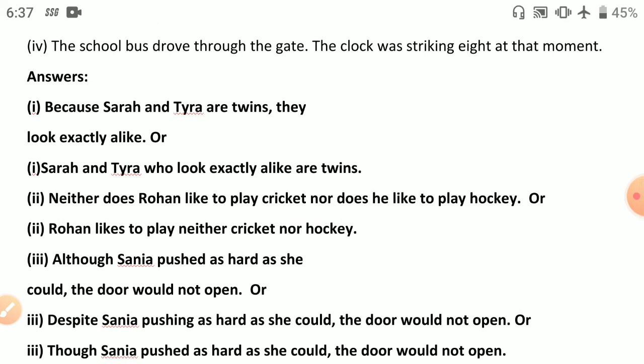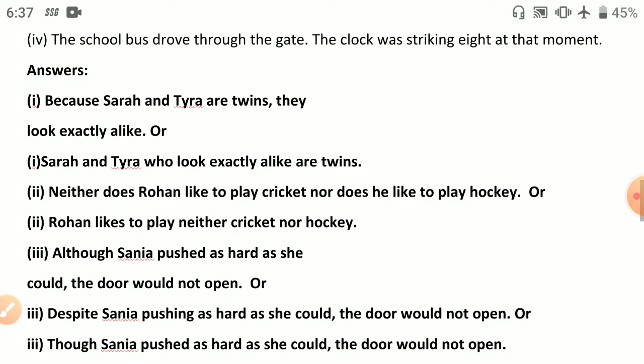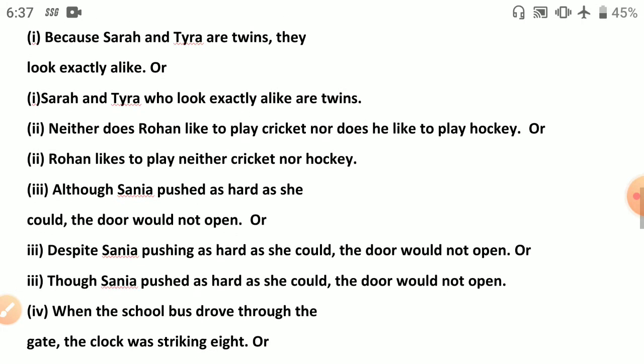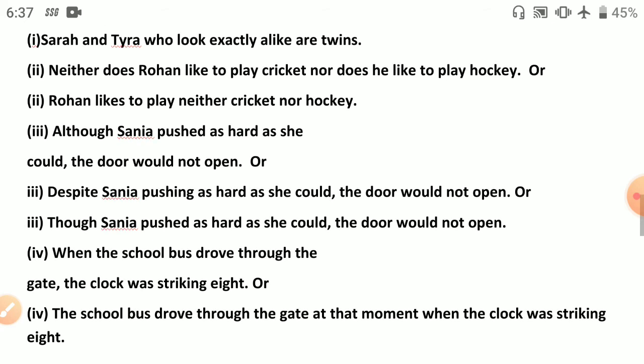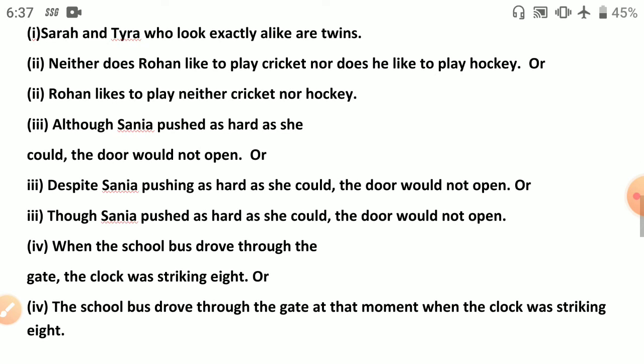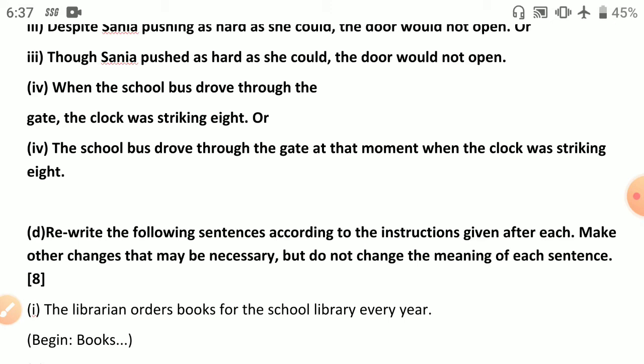The next one: the school bus drove through the gate. The clock was striking 8 at that moment. So when the school bus drove through the gate, comma, the clock was striking 8, or the school bus drove through the gate at that moment when the clock was striking 8. So let's see the next one.